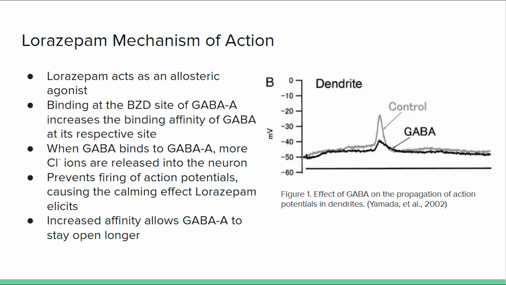Lorazepam further enhances this because of the binding affinity of GABA receptors. It's basically stronger. So when lorazepam or any other BZD is bound, GABA will stay bound longer because of that increased binding affinity. And this basically means the neuron will not fire an action potential for longer. And that just means that you'll get a more calming or sedative effect for a longer period of time. Figure 1 here shows the exact phenomenon I just talked about, where we can see that a normal action potential has a much higher peak versus an inhibited action potential when GABA is bound to these receptors on what was a dendrite cell.